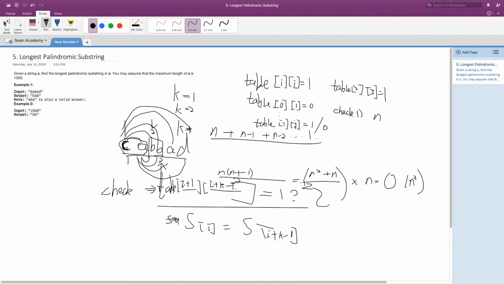If both conditions fulfill the requirement, we would say the substring from i to i plus k minus 1 is a palindrome, and we would give 1 to it. So this is the idea of our algorithm.